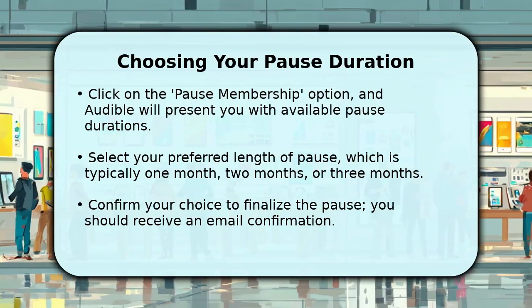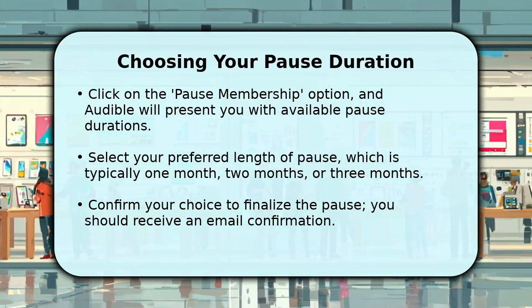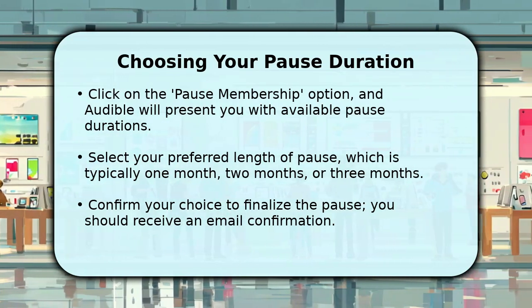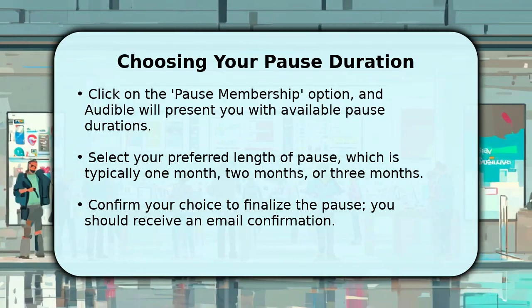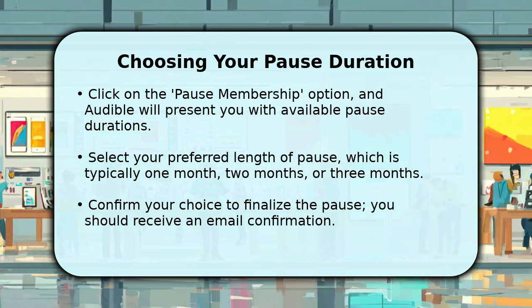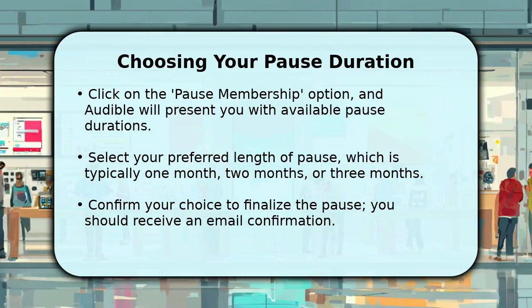After clicking Pause Membership, Audible will present you with several pause duration options. You will typically see choices for 1 month, 2 months, or 3 months. Carefully select the length that best suits your needs, considering when you might want to resume listening. Once you have made your selection, confirm it. You should then receive an email confirming your account pause and its duration.